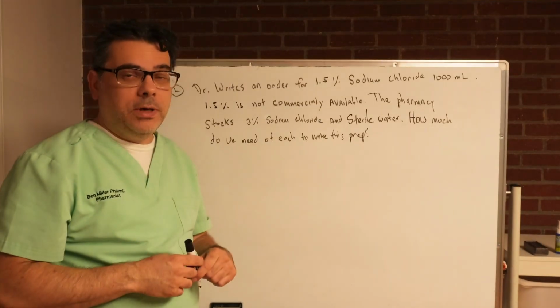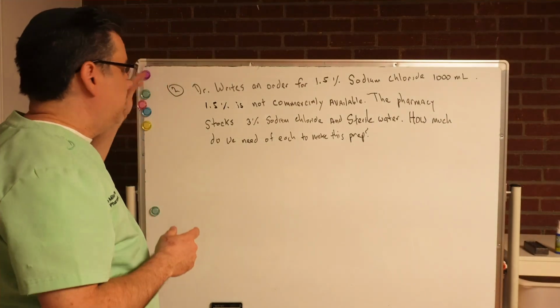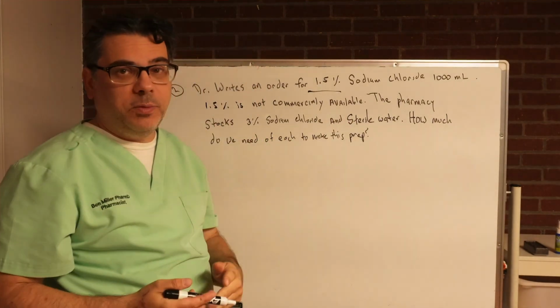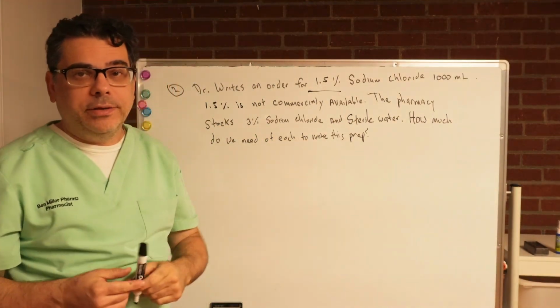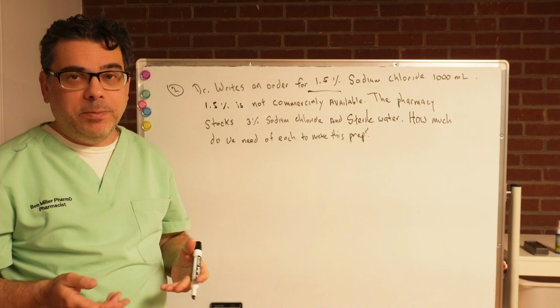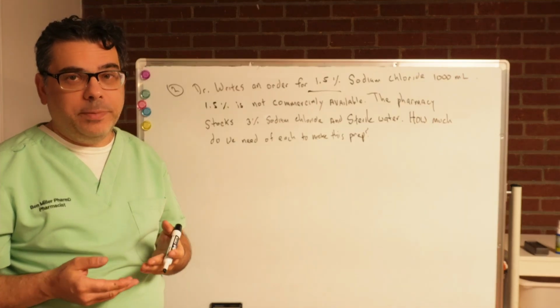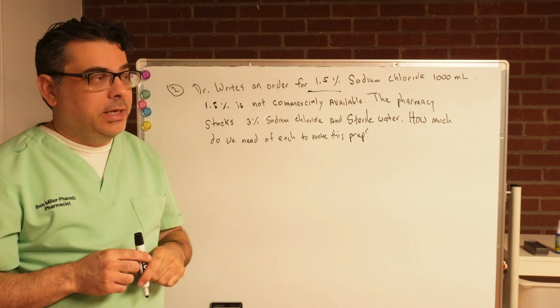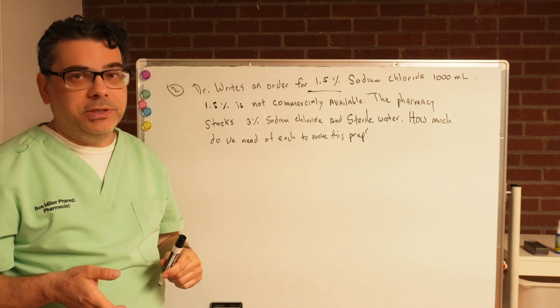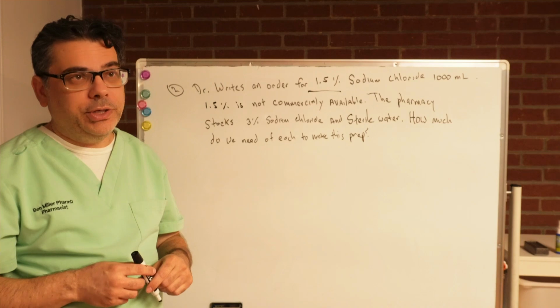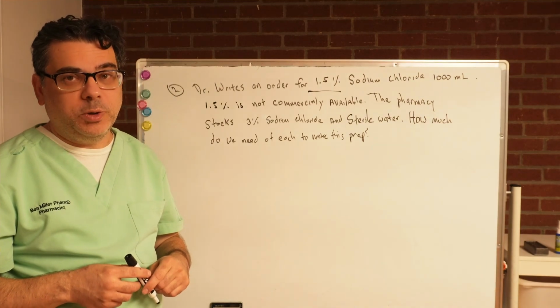Okay, we're back. We'll do problem number 2. A doctor writes an order for 1.5% sodium chloride. We have 3% available in the hospital. It comes available commercially. The only problem is you can only give it through a central line. Patients don't always have a central line, and sometimes the patient's sodium level is so low that you want to supplement it really quickly. So we prepare a 1.5% sodium chloride.